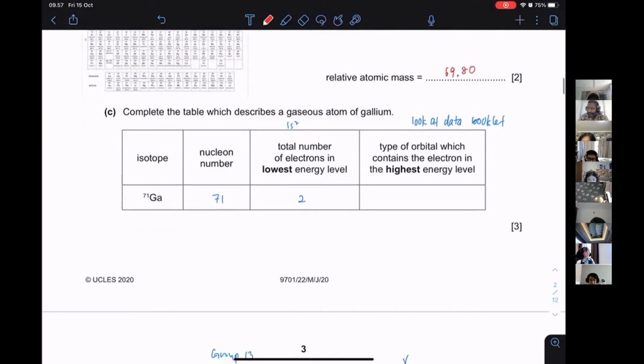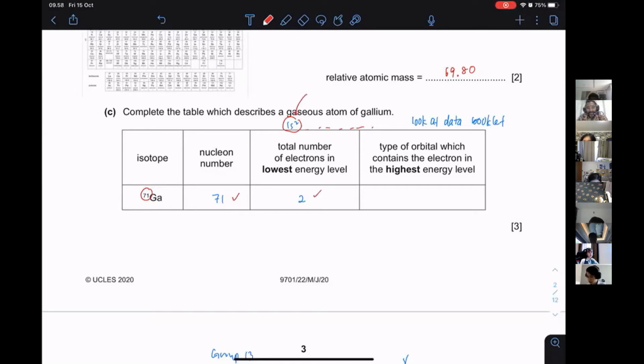So now the second part, part C: complete the table which describes a gaseous atom of gallium. You see here the isotope is 71 gallium, so the nucleon number is going to be 71 directly, so you just need to put 71. Total number of electrons in the lowest energy level: do remember, every single time you fill in the lowest energy level first, so you fill in 1s2, then followed by the rest. So the total number of electrons must be 2. No need to think a lot, it's 2.